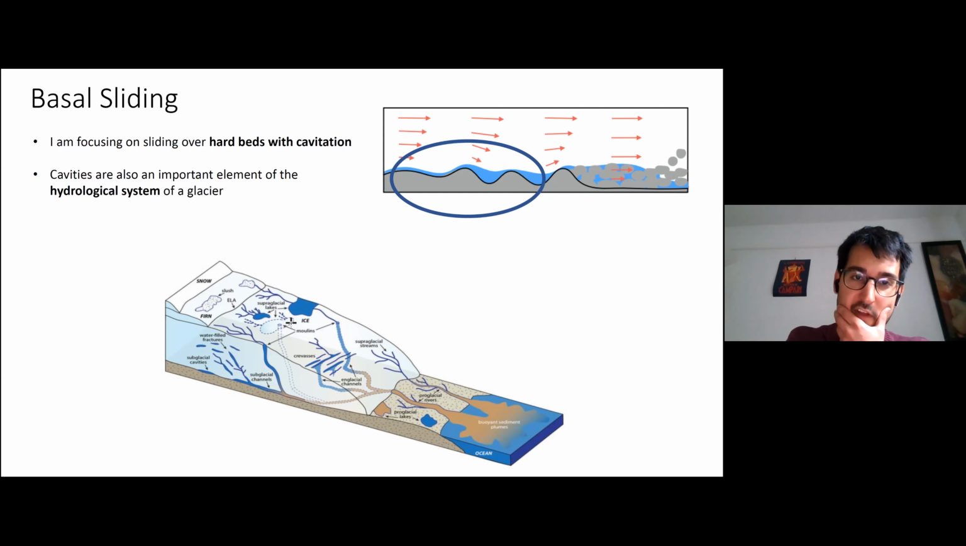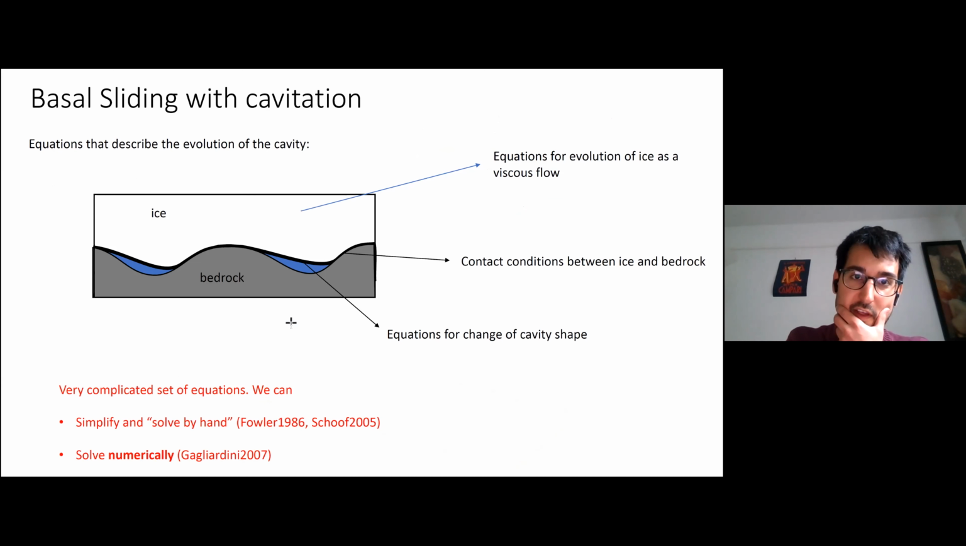But anyway, going back to sliding over hard beds with cavitation, if we want to model, we can set a series of equations that could describe this process. So you can imagine that we have equations for the evolution of the ice as a viscous flow. We have an equation to describe the change of the cavity shape. And then we have a series of contact conditions, a very specific type of boundary condition between ice and bedrock that allows us to model this process of detachment. And the fact is that the overall mathematical system of equations is a very complicated one, very, very delicate, with a very interesting mathematical structure.